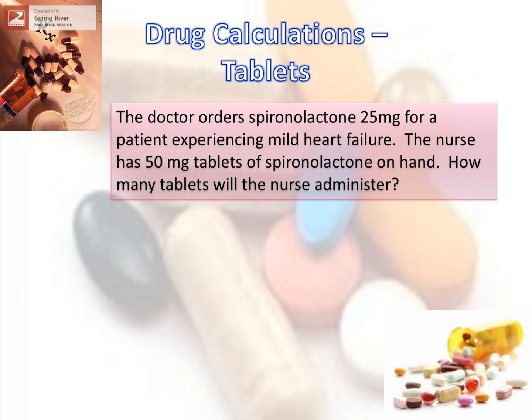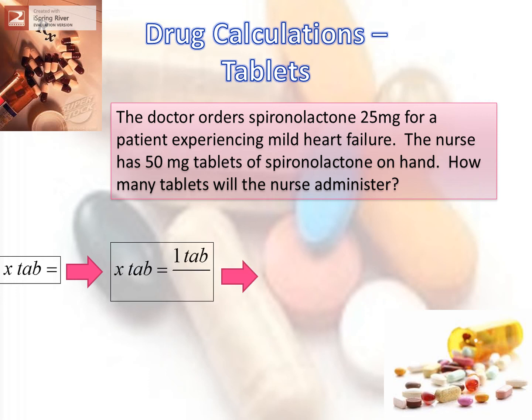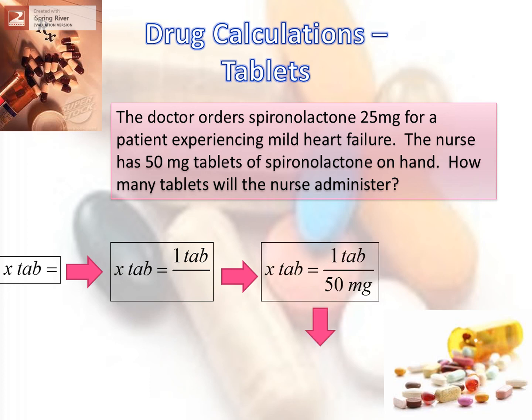So, with that in mind, what unit are we looking for? Go back to the question. It says how many tablets. So we are looking for tablets. X number of tablets is going to equal. Okay, so tablet is what we want, so we put tablet on top of our problem. One tablet is how much? What is connected to that one tablet? 50 milligrams. So we put that on.